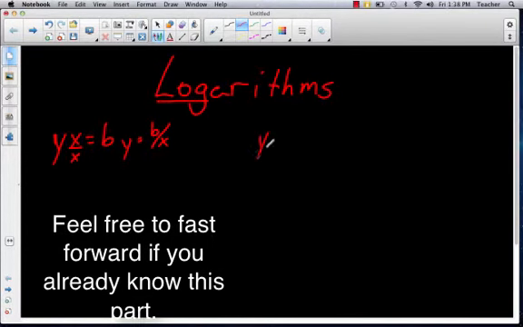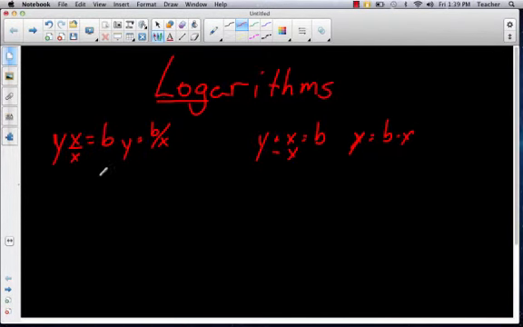So this is elementary though. What if we have y plus x equals b? How do we get rid of x? Well, we subtract it. So then we end up with y equals b minus x. Once again, extremely elementary. Now, let's complicate this a little bit more.